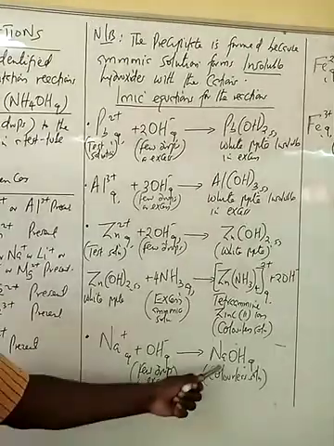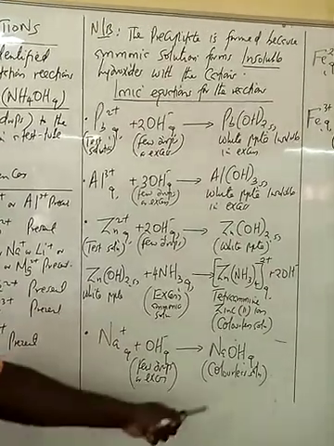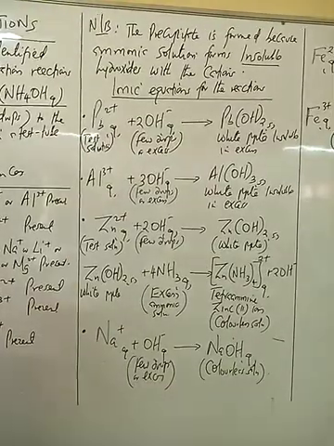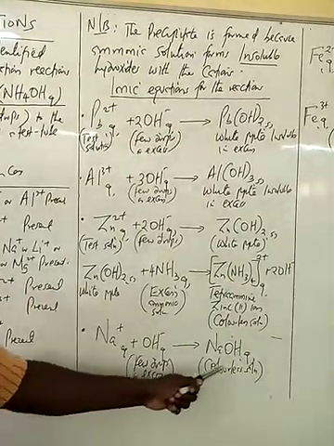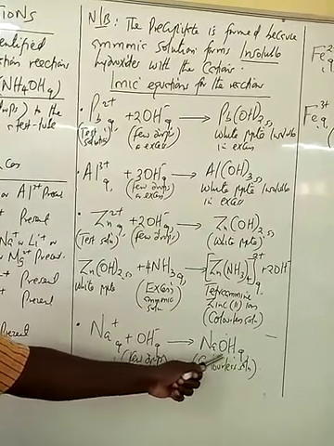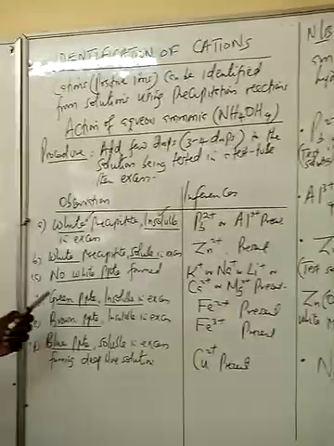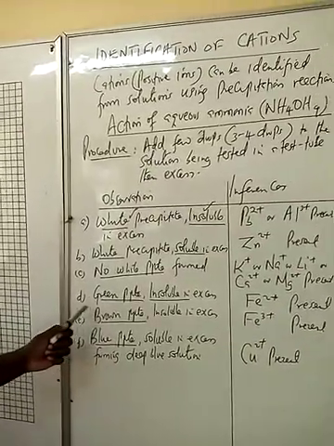Like sodium hydroxide is soluble in a solution. So you will find a colorless solution formed. So the precipitate is not formed, but the hydroxides are soluble. So there will be no white precipitate formed.